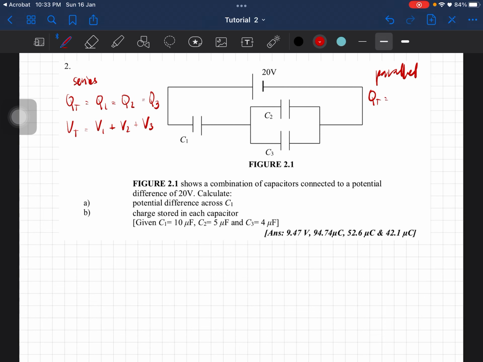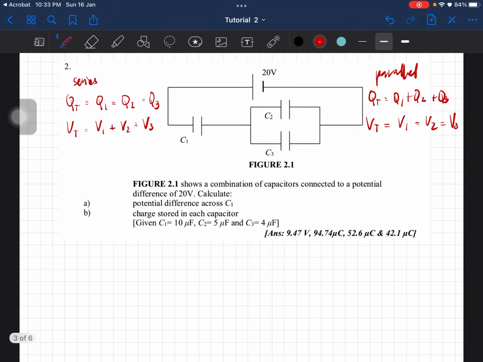So the total charge is going to be equal to Q1 plus Q2 plus Q3, and then VT is equal to V1 equal to V2 equal to V3. Okay, so these are the properties, the characteristics that you should know for series and parallel, other than how to calculate the effective capacitance.